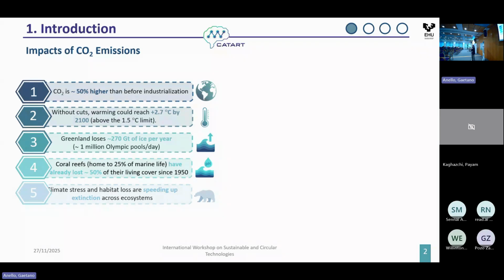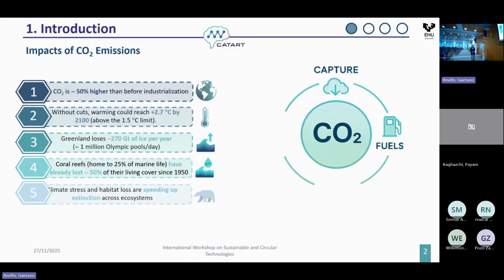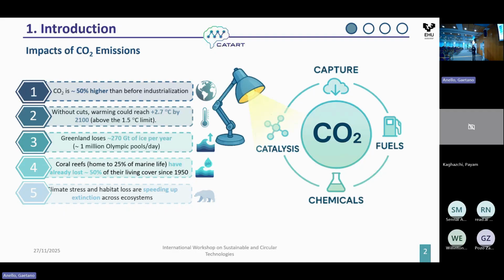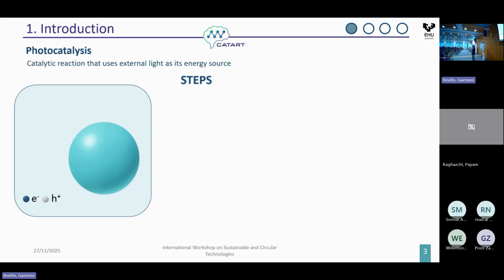The most common ways to do this are CO2 capture and converting it to fuels or valuable chemicals. For this, we always use catalysis. So in my research, we are going to focus on catalysis, and I will speak about photocatalysis. I don't know if you all know how a photocatalytic reaction works, but it is a catalytic reaction that uses external light as an energy source. Photocatalytic reactions have 4 main steps.